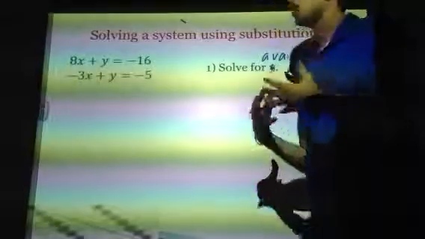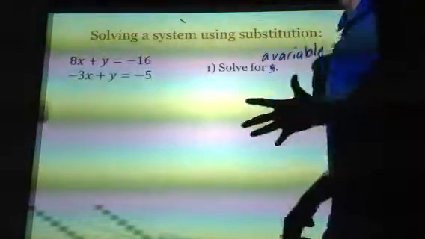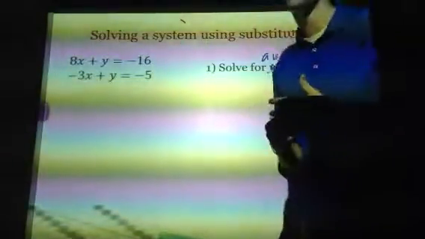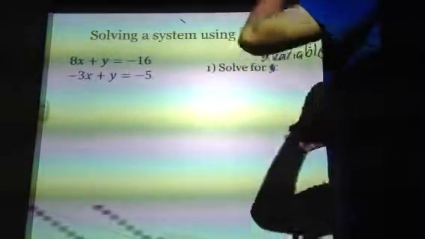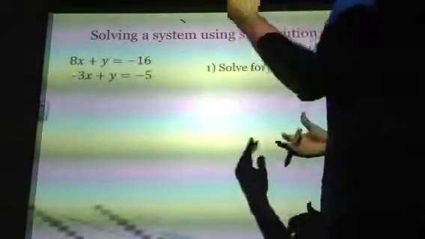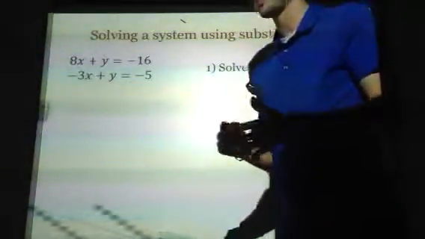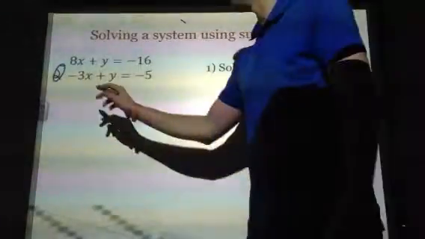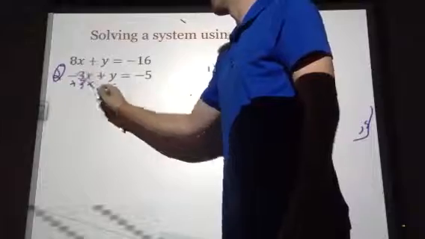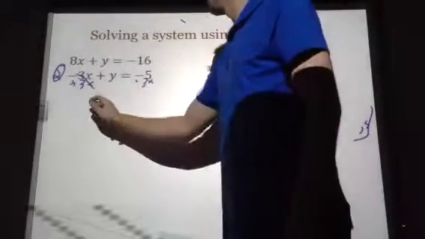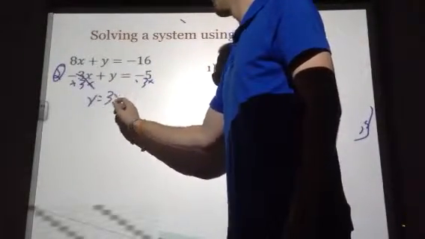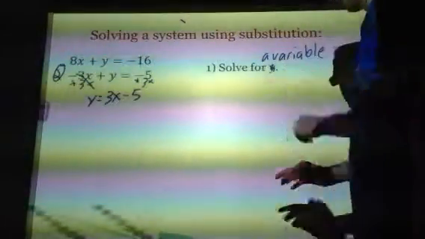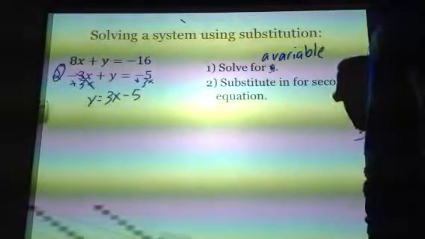Okay, so you're looking up here. You're asking yourself, which variable is going to be the easiest to solve for? Okay, up here, the y's, they don't have coefficients, so they're going to be the easiest ones to solve for. You could solve for y in either equation up here. It doesn't matter. I'm going to solve for y in the second equation just so I don't have to deal with some negatives. So I'm going to add 3x to both sides, and y is going to equal 3x minus 5. Okay? So I solved for a variable. There's step 1. Easy as that.